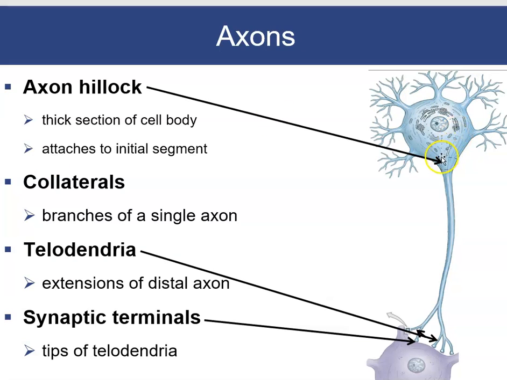The axon hillock, right here, is a thick section of the cell body that attaches to the initial segment of the axon. We can find collaterals. Collaterals are branches off of a single axon, and then they further branch into telodendria. These are extensions off of the distal end of that axon. And each of these telodendria end in a little knob known as the synaptic terminal.